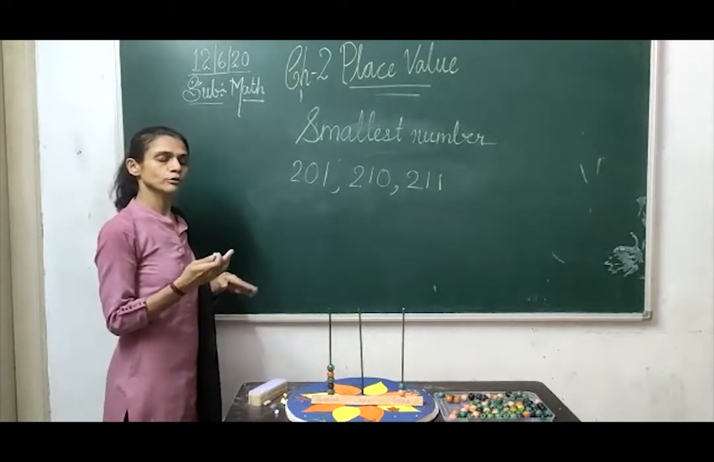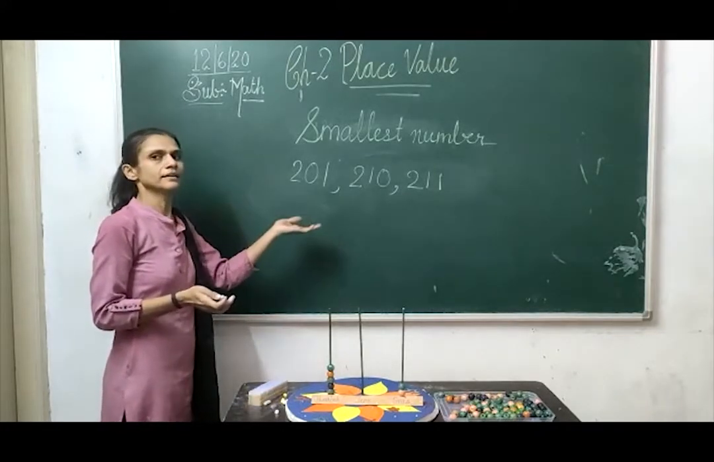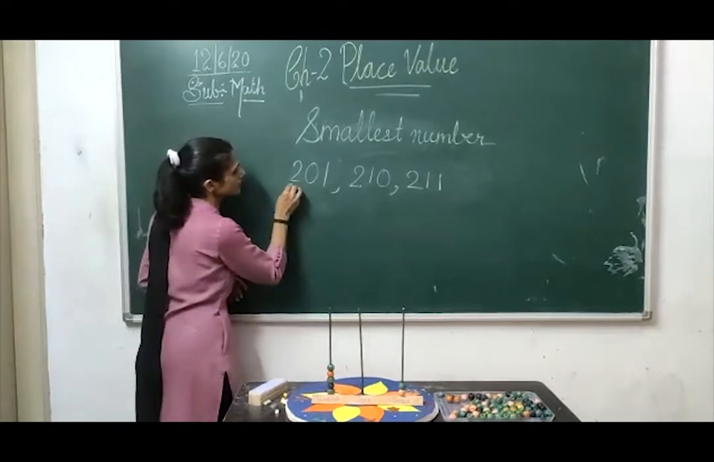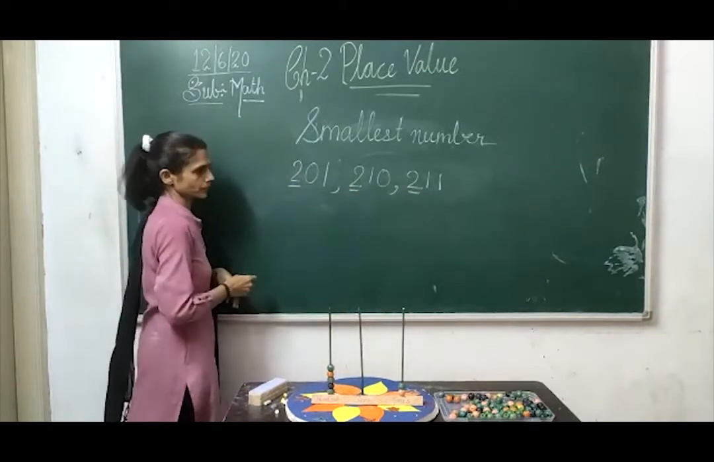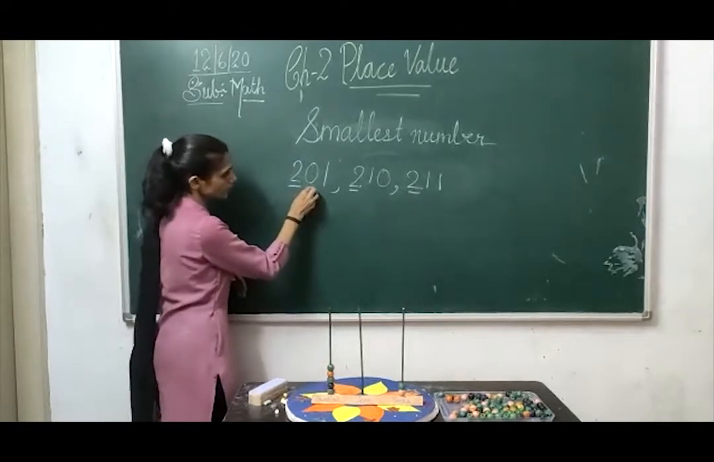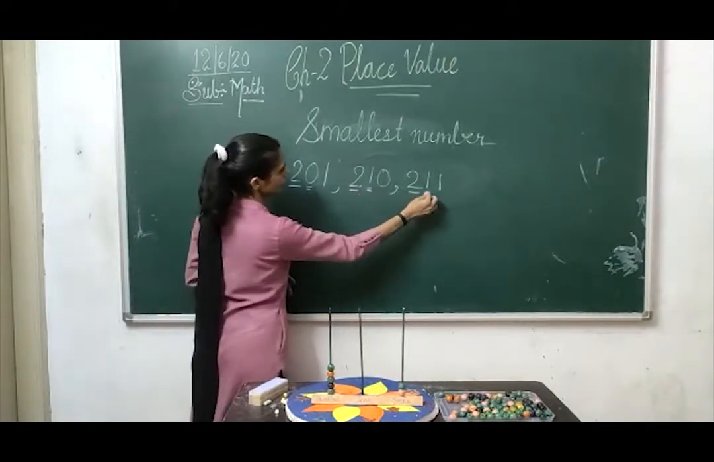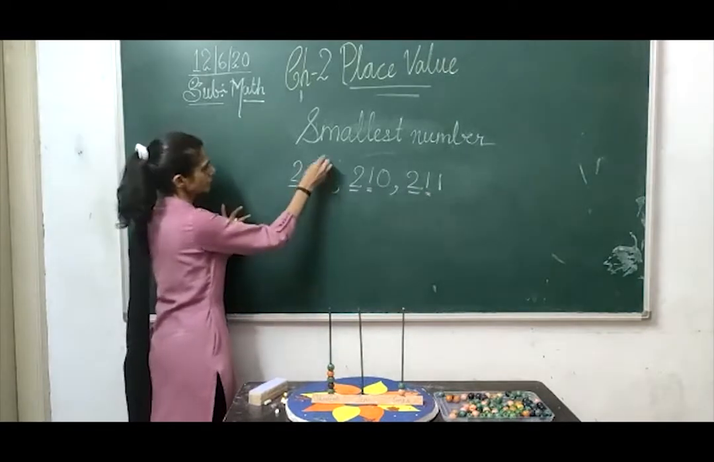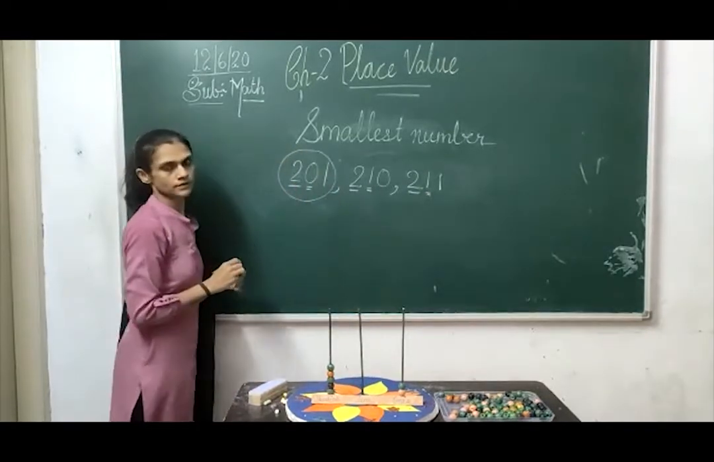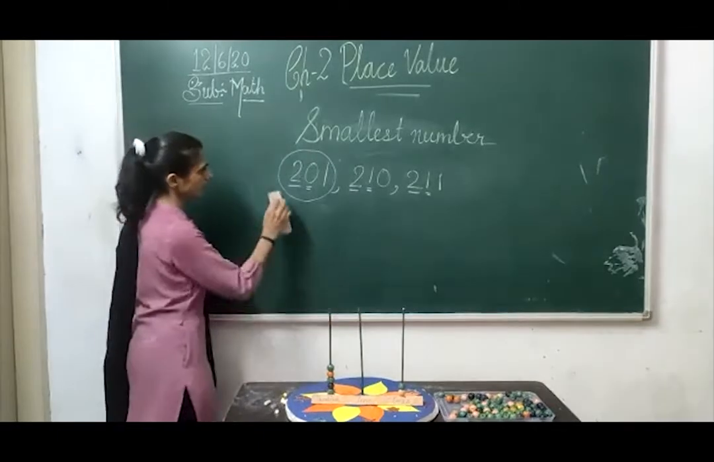Then again I have to do the same as whatever I had done in greatest number. I will underline the hundreds place. Here is 2, here is 2 and here is also 2. Now here 0, here is 1 and here is 1. So which comes first? 0. So you can circle the smallest number, 201.